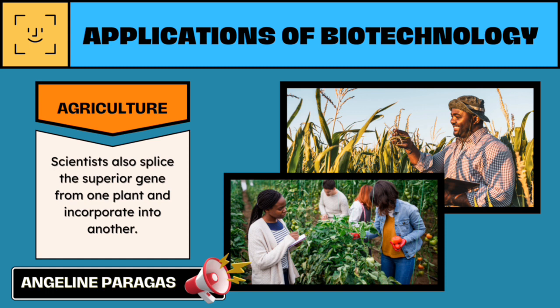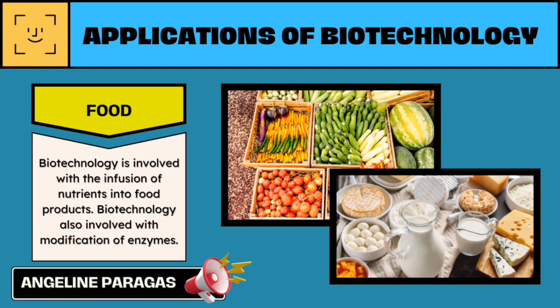Agricultural biotechnology. In this technology, scientists develop new crops by incorporating genes that code for important characteristics. Scientists also splice the superior gene from one plant and incorporate it into another. GMO crops have been highly successful in Africa and the Middle East. In food biotechnology, biotechnology is involved with the infusion of nutrients into food products, and it is also involved with modification of enzymes. These enzymes are used in making bread, syrups, cheese, meat tenderizing, and so on.